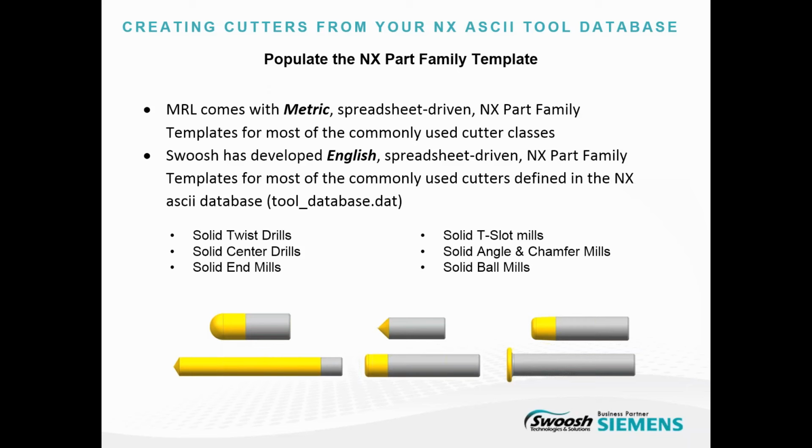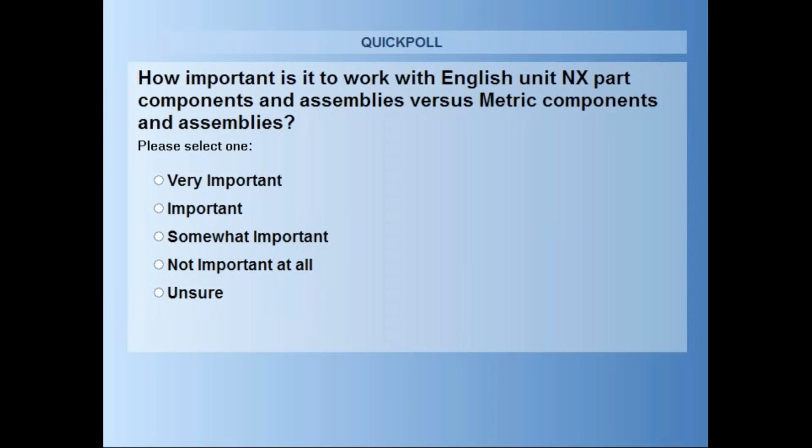Okay, I'm going to launch a poll real quick, guys. The question is, how important is it for you to work with English unit NX part components and assemblies versus metric components and assemblies? This will help guide the whole presentation for today. I'll leave it up for maybe an additional 10 seconds. If you can answer that, that'd be awesome. Get your answers in there. All right, close poll.